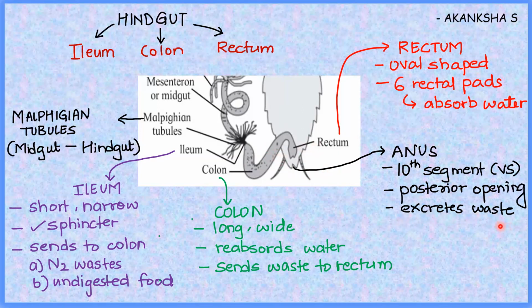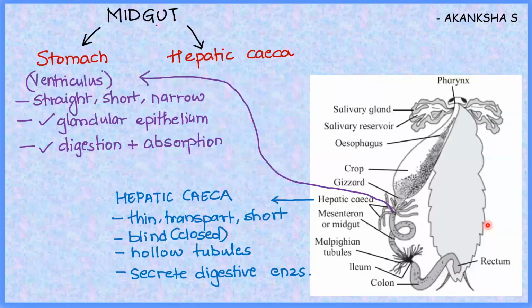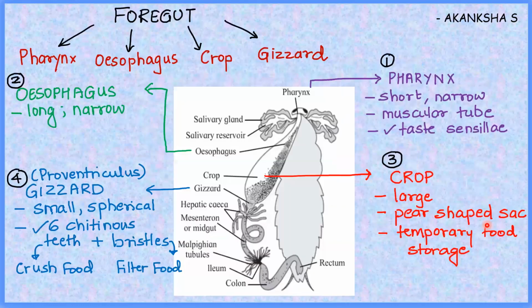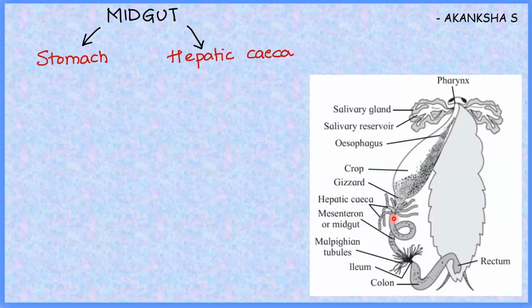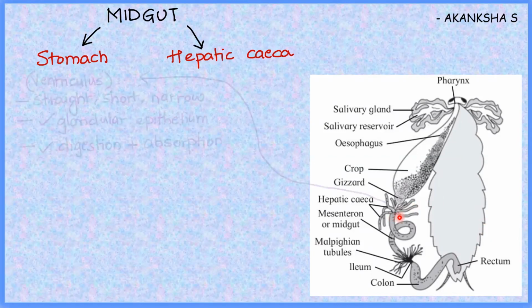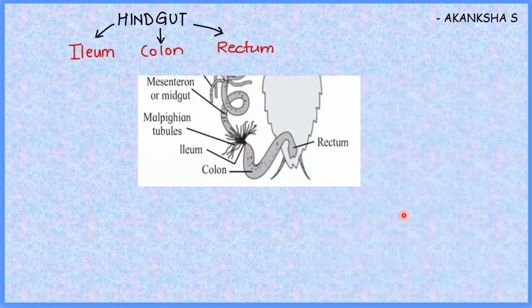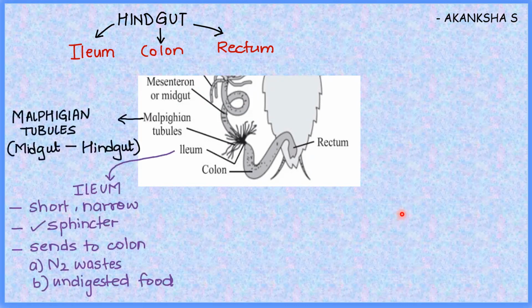Now let's quickly revise. We have foregut, midgut, hindgut in the alimentary canal. The foregut has got 4 parts. What are the 4 parts of the foregut? Quickly, let's revise. Okay, we have pharynx, esophagus, crop and gizzard. The midgut has 2 parts, stomach and hepatic ceca. And your hindgut has 3 parts: ileum, colon and rectum. And with this, we end the digestive system of cockroach.